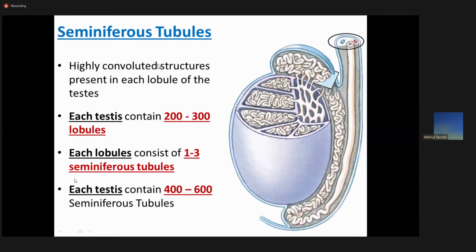Seminiferous tubules are highly convoluted structures present in each lobule of the testis. Each testis contains about 200 to 300 lobules, and each lobule consists of 1 to 3 seminiferous tubules, so each testis contains 400 to 600 seminiferous tubules.